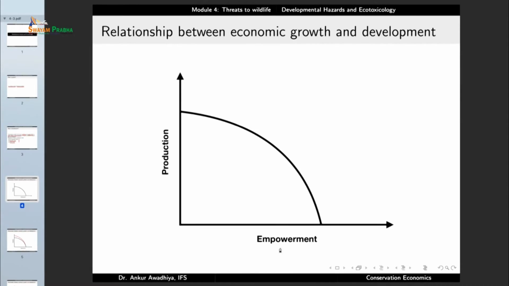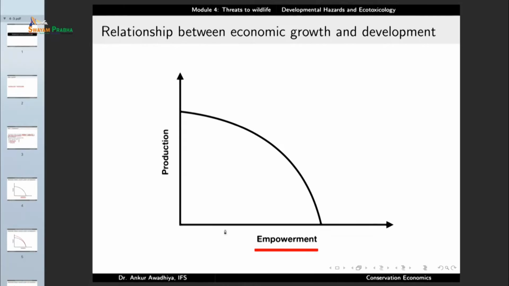So, for instance, if you want to empower people, so this empowerment can be taken as an indicator of the development. Because when people are healthy, when people are educated, and when people are financially capable of doing things, then they are more empowered than when people are, say, unhealthy or they are illiterate. So empowerment is a proxy that we are using here for economic development. Production is another proxy that we are using for economic growth. What is the amount of production that an economy is doing?